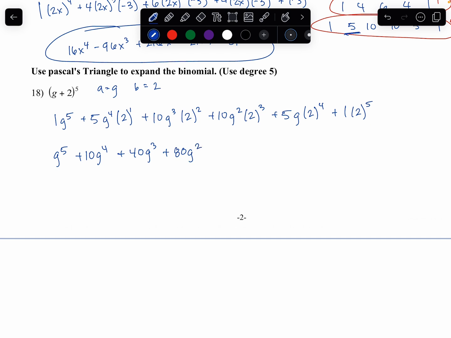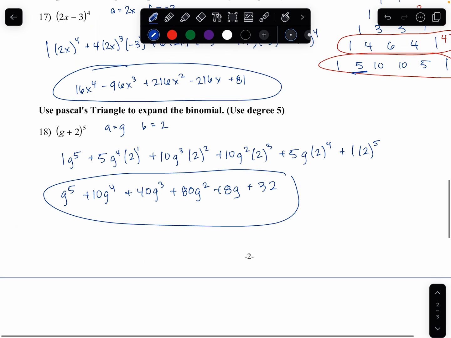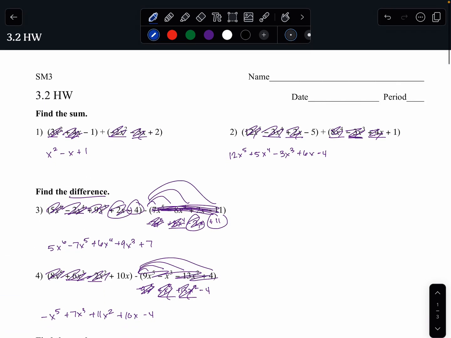Then we're going to have 5 times by 2 to the 4th. So 5 times by 2 to the 4th is also going to be 80. So plus 80g plus 2 to the 5th, and that's going to be plus 32. And there's your expanded binomial. Okay, and that should be everything for the 3.2.